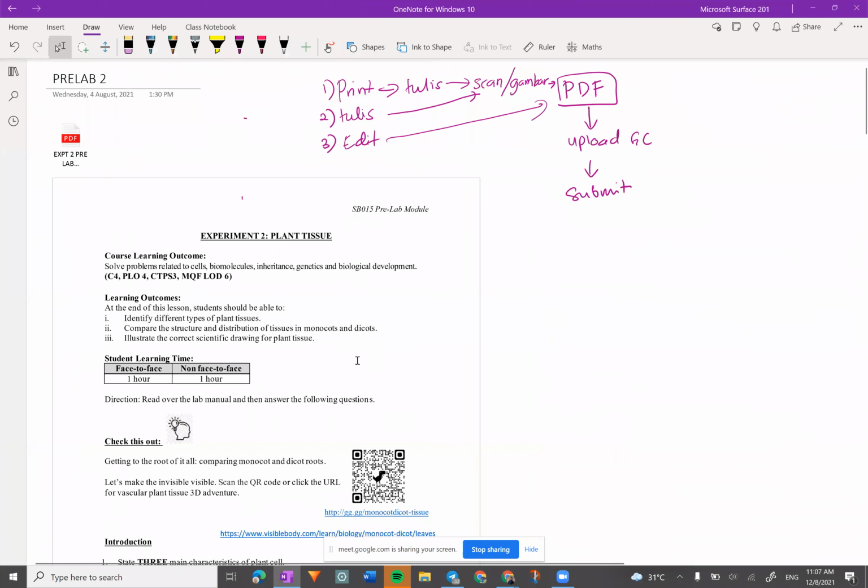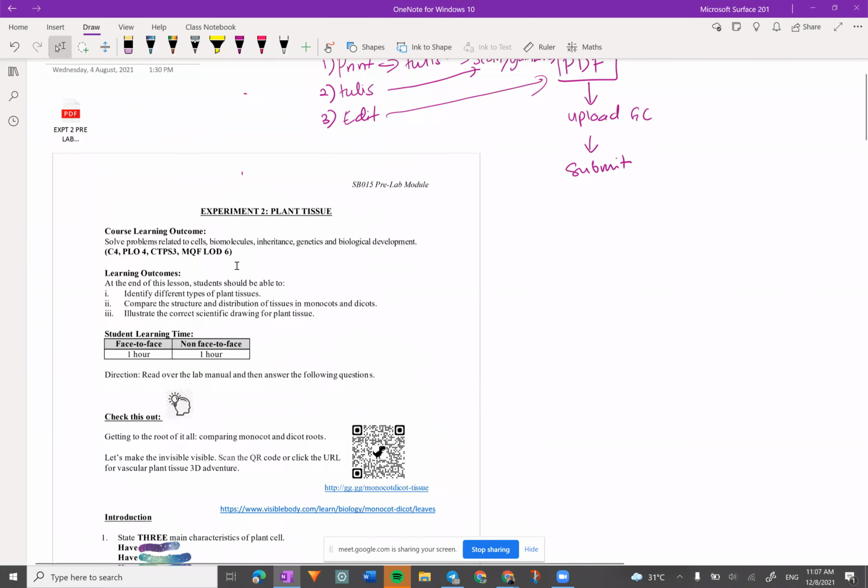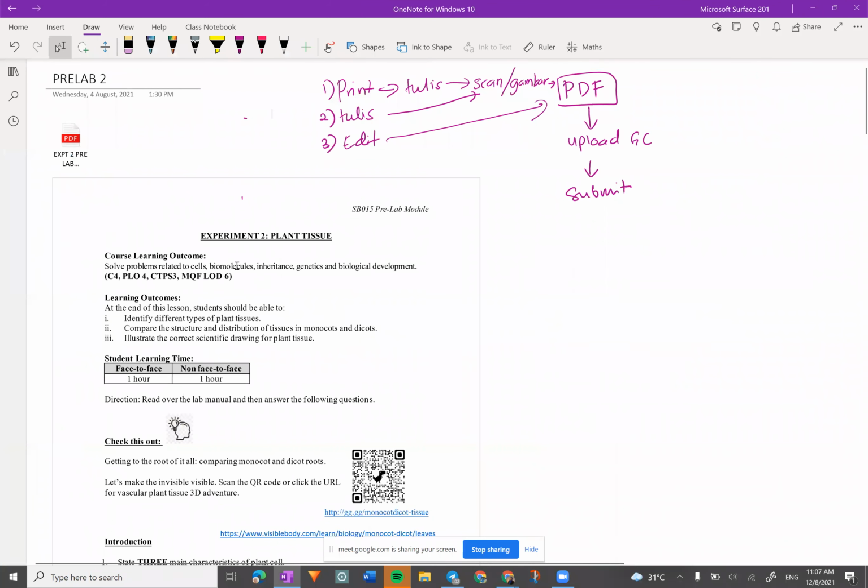So you can look at your soalan kat sini. Okay, there is 3 ways kalau dengan saya untuk hantar. Okay, untuk hantar ada 3 cara. Satu, you boleh print and then you boleh tulis the jawapan. You can scan ataupun you ambil gambar and then save it as PDF, upload to GC and then click submit.